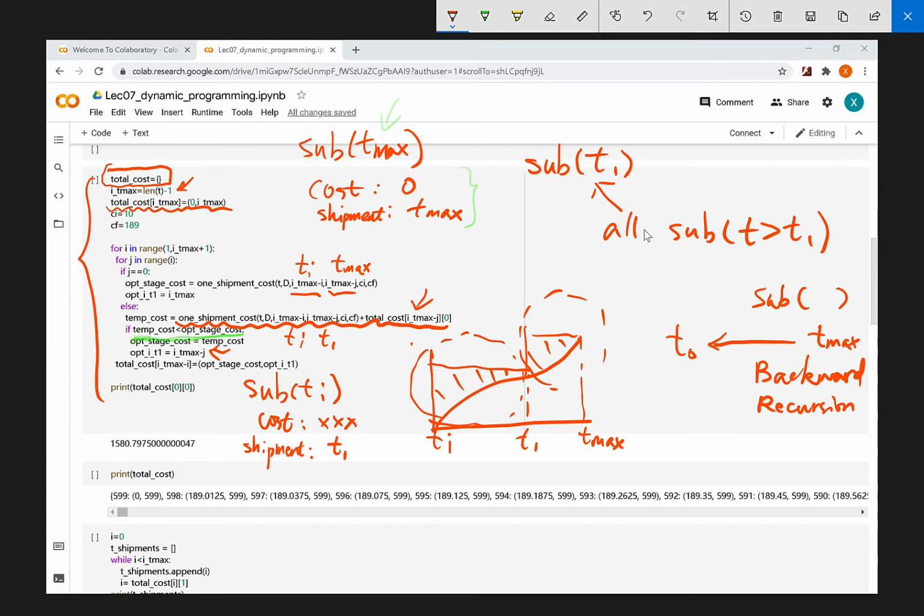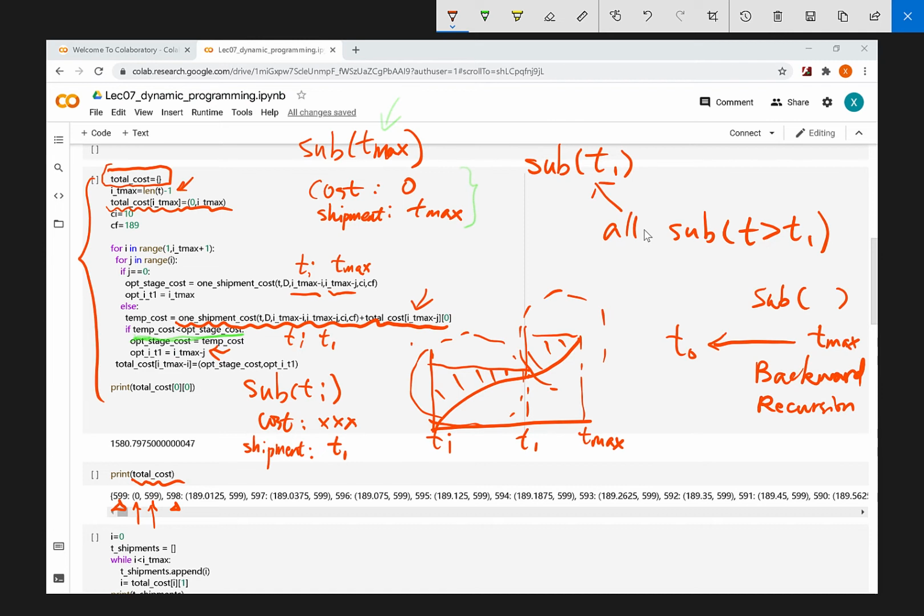And then you can see that if we use a backward recursion and start from tmax until 0, all these values, for example 599, this is the largest index because we have 200 steps within one time unit. We have a total tmax of 3, so the largest index is 599. So this is tmax. We store this cost as 0, shipping time is 599. And then next, we do the backward recursion. We calculate the subproblem for tmax minus 1 unit.